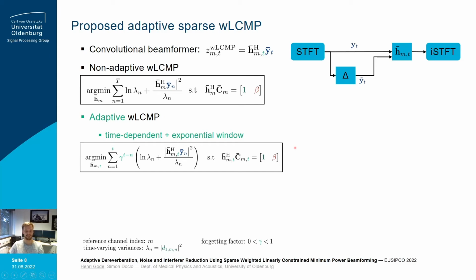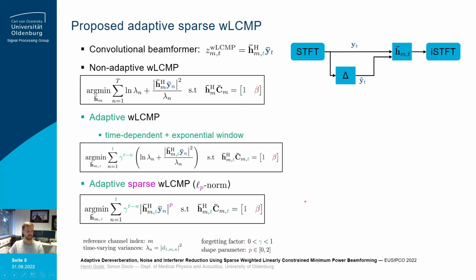However, in a second step, we generalized the adaptive cost function using sparse priors, similarly to an existing WPE variant. This introduces the shape parameter P, which can be used to adjust the amount of sparsity promoted by the cost function. So this will be our final cost function we want to solve.